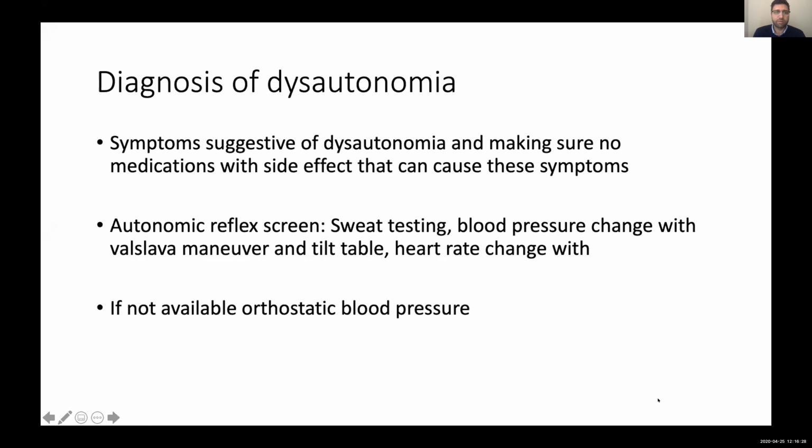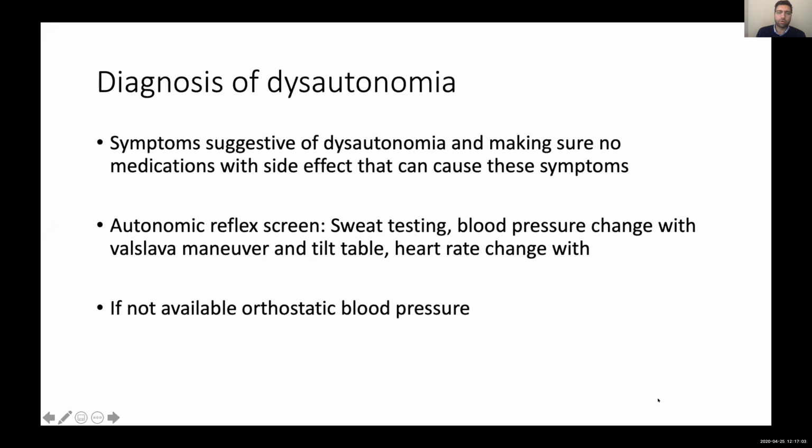Certain clinics have something called an autonomic reflex screen, which is a battery of tests where we look at how the patient is sweating, how the blood pressure is changing, either with the Valsalva maneuver, meaning when they push hard, or on the tilt table, meaning we put them on a tilt table and raise the table and see how the blood pressure is changing, as well as how the heart rate is changing with both of these procedures and with deep breathing. If these types of testing are not available in the clinic, it's not a big deal.